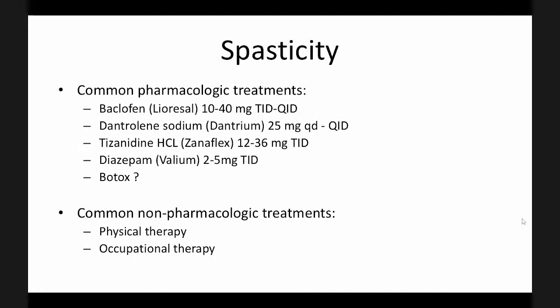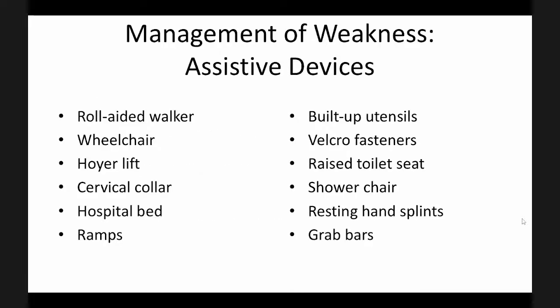We can also use dantrolene sodium, whose side effect is hyperpyrexia. We can also use tizanidine HCl. Diazepam can be used. Or we can use a Botox injection at the local site where there is increased tone of the muscle. Physical therapy and occupational therapy can also be used in this condition.